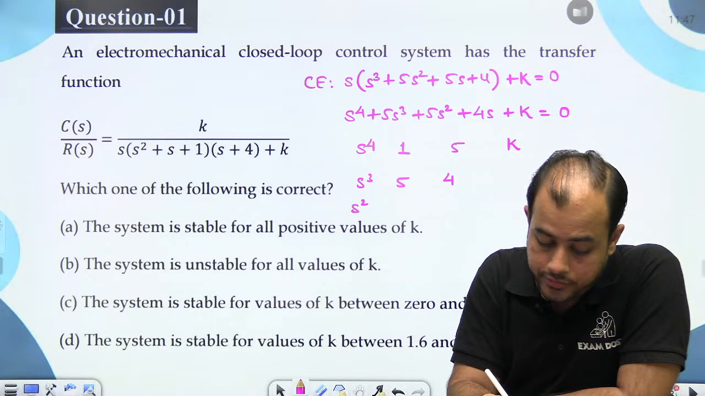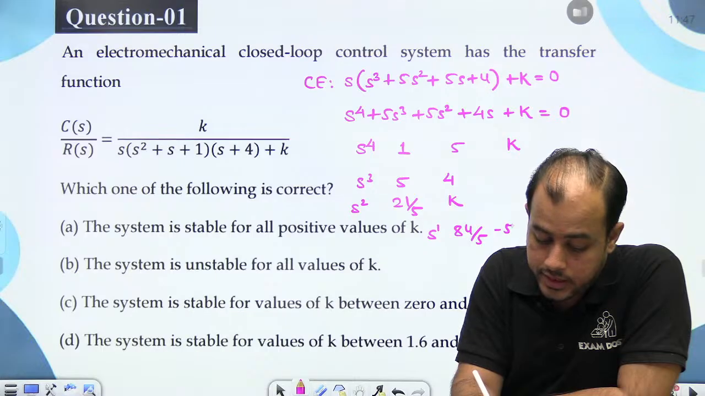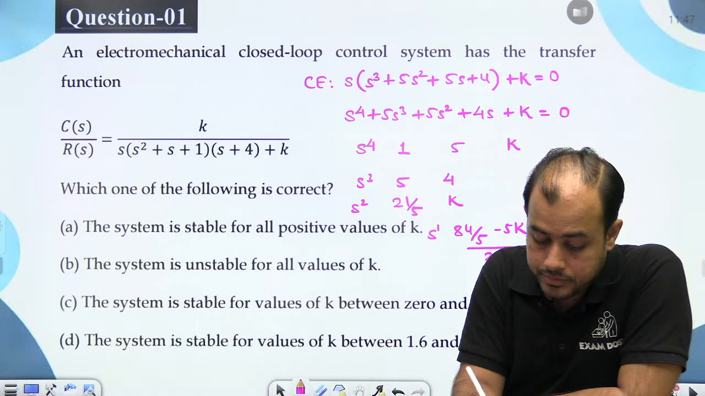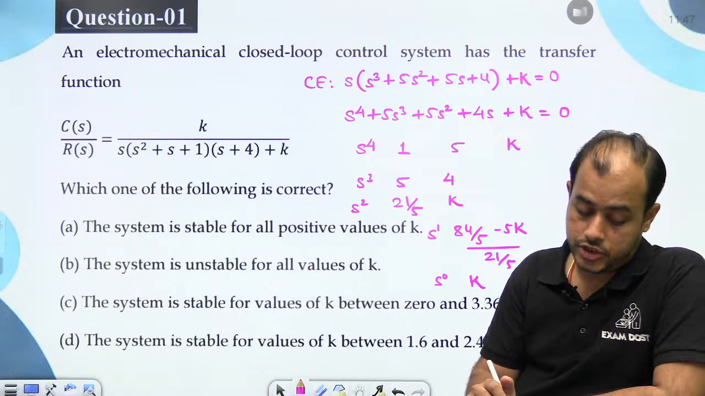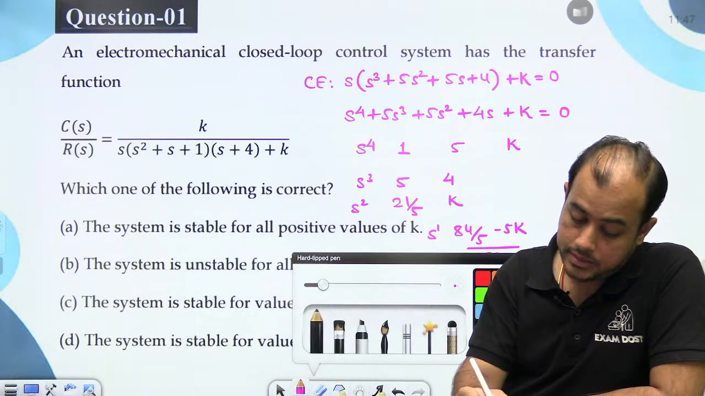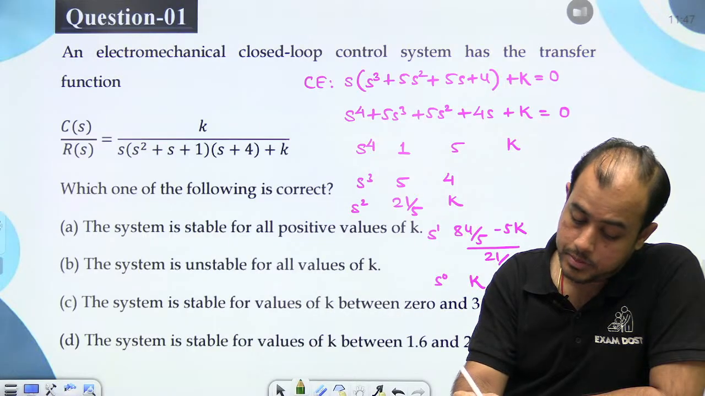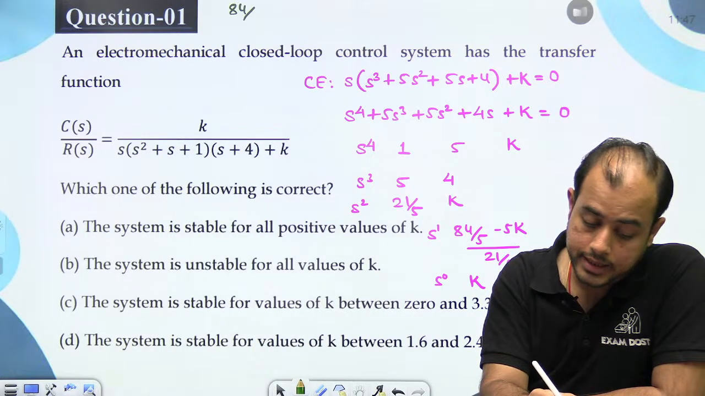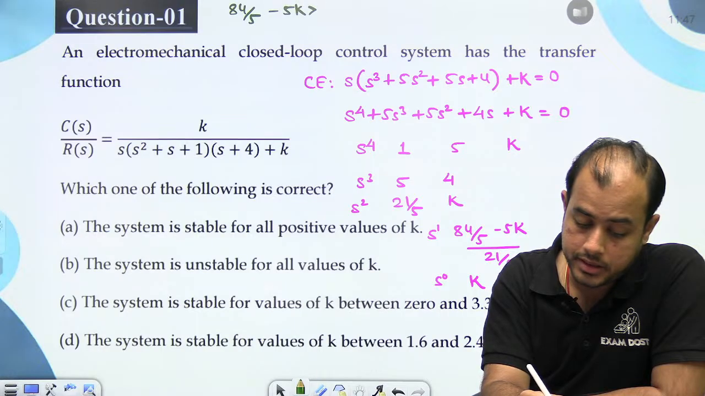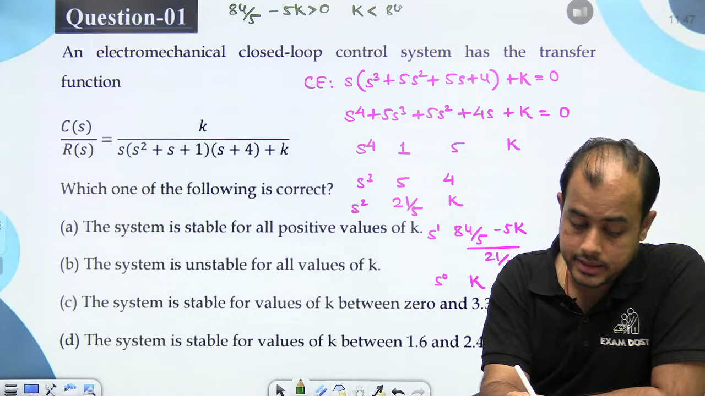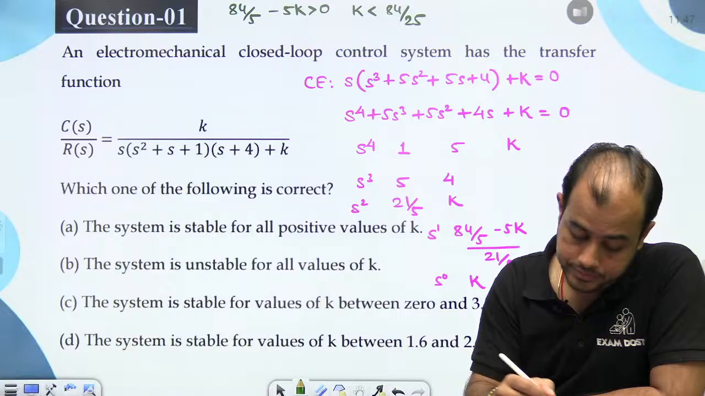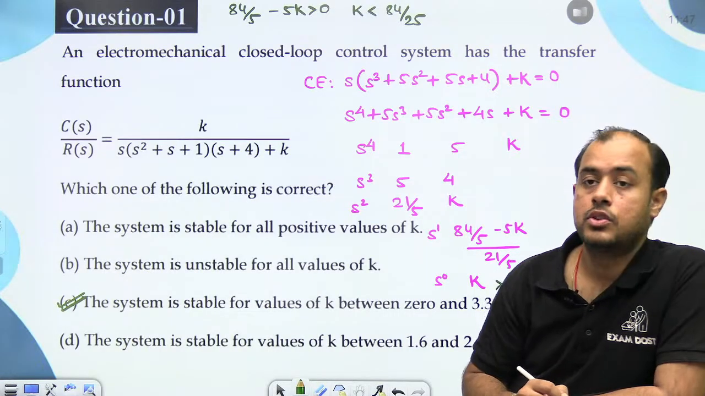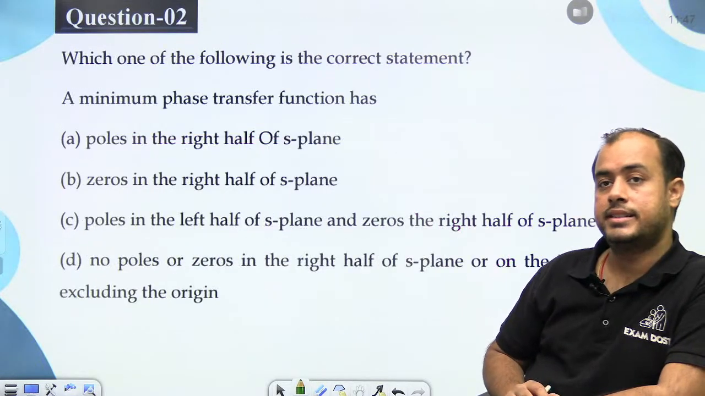So I have to go by the basic method. s square: 25 minus 4, 21 by 5, k. 84 by 5 minus 5k. So these are the coefficients. So it is stable. K must be positive, and 84 by 5 minus 5k must be positive. K less than 84 by 25. So, see, between 0 and 3.36.